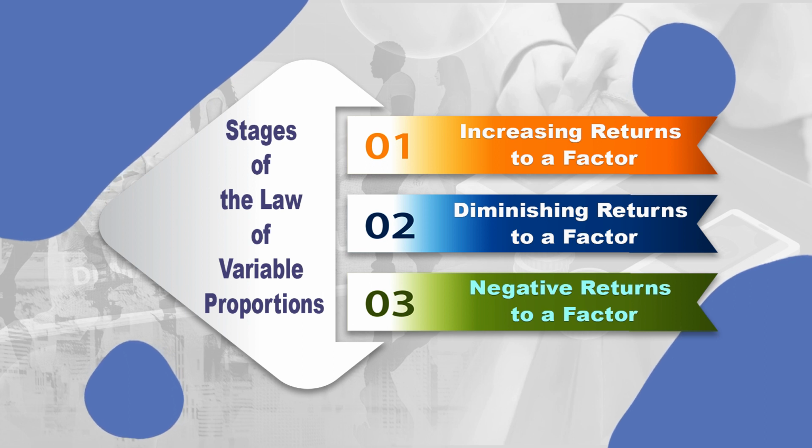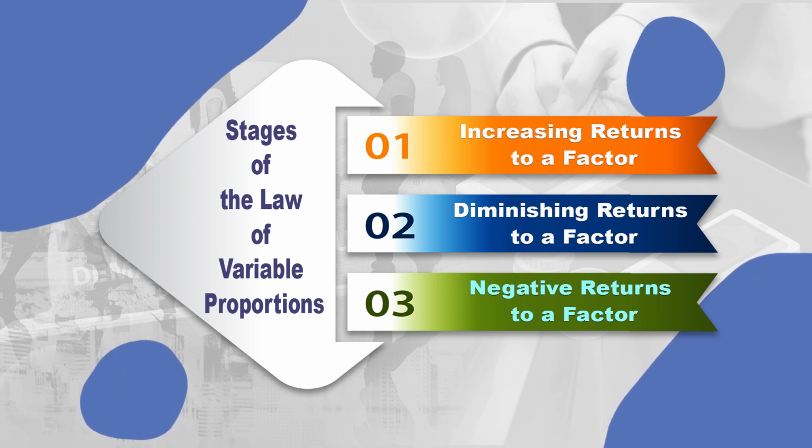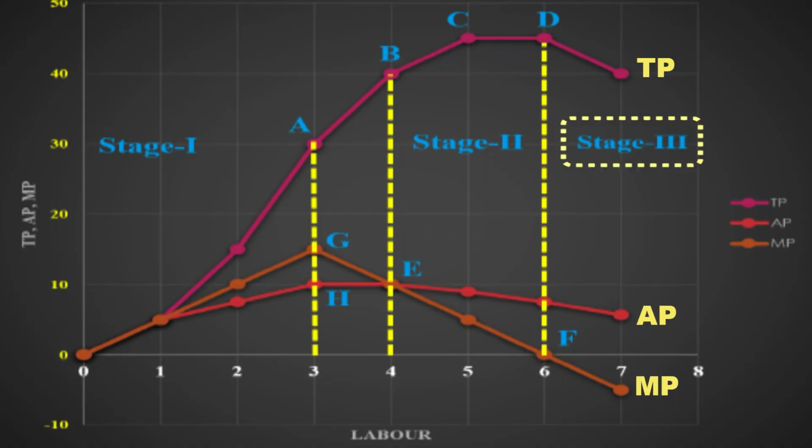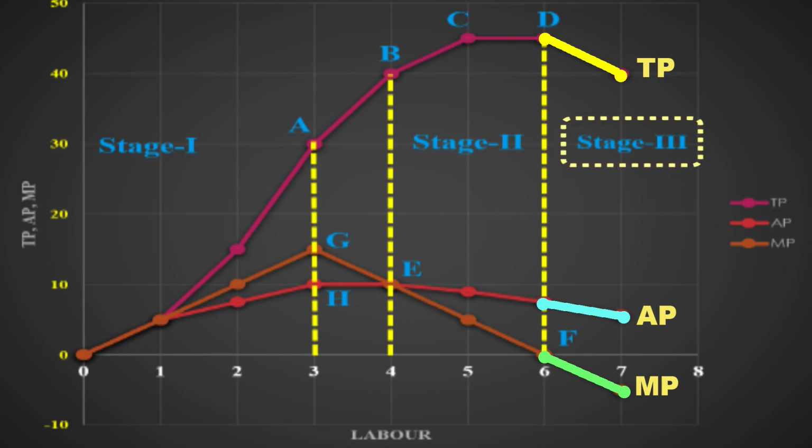Moving on to stage 3, that is the last stage, which is negative returns to a factor. In this stage, we see an absolute decline in the total product. Marginal product becomes negative and average product continues to decline. The reason for this could be excessive addition of variable factors causes severe inefficiencies and overcrowding, thus reducing the effectiveness of the fixed factors. Graphically, if we imagine, then the total product curve is observed to be declining, marginal product curve falls below 0 and average product curve continues a downward trend approaching towards 0.